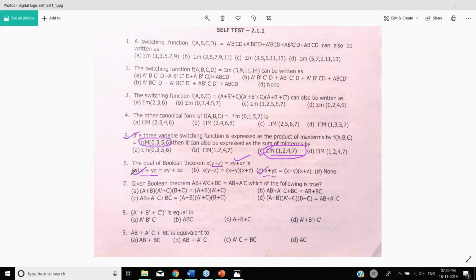First part is correct for both A and C. X, Y should be X plus Y, and X plus Z. So C is correct.